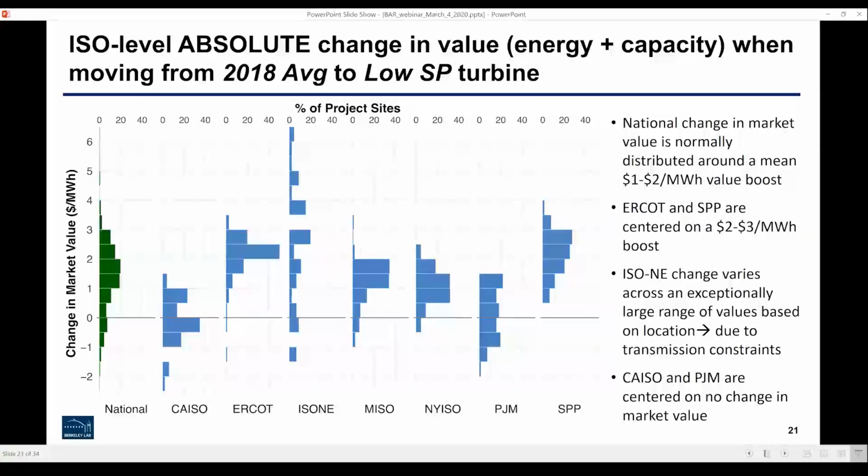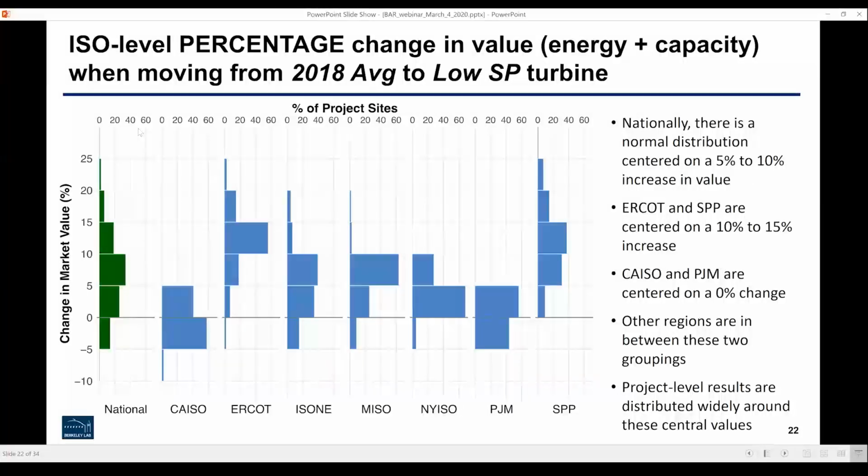Okay, so this is the same results, but looked at in a different manner using histograms here, so you can actually see the value numbers more easily. We can see here that ERCOT and SPP have the center of their distribution of value increased due to moving to the low SP turbines of $2 to $3 per megawatt hour. Other regions, MISO and New York ISO, have lower increases to value, and then areas like CAISO and PJM are pretty neutral on average in terms of the change in value. And we can see this big spread that we saw on the map as well for ISO New England in terms of the value.